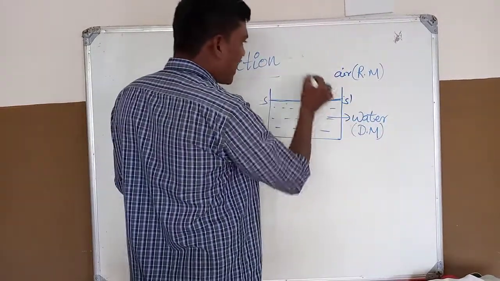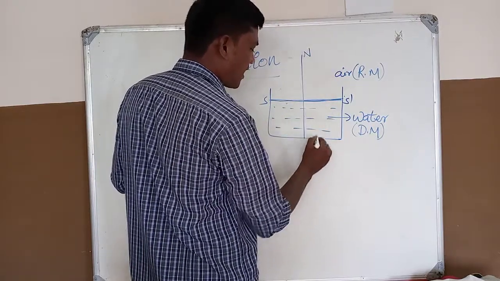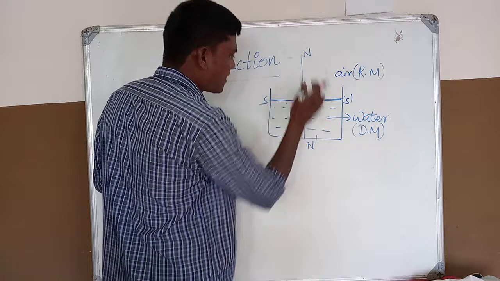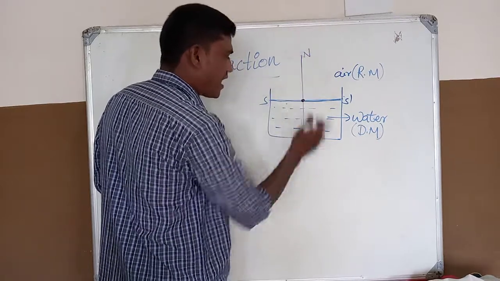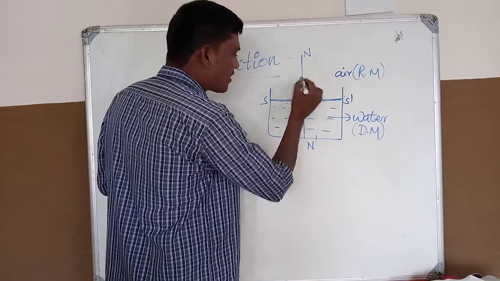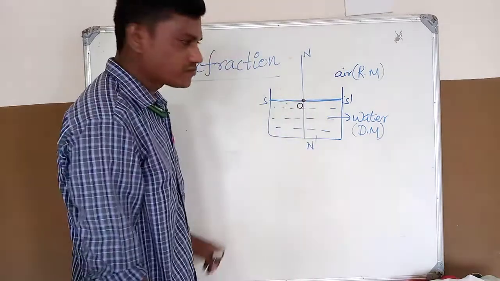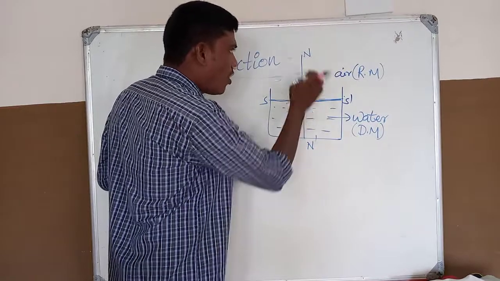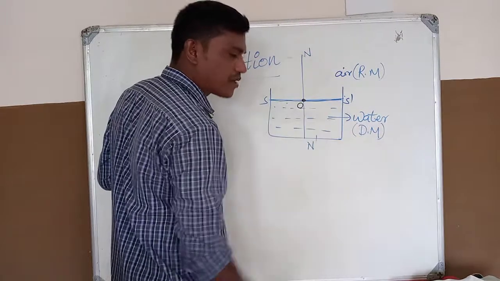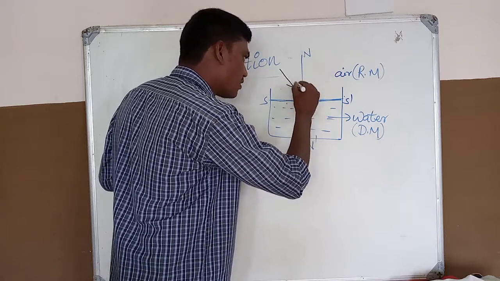That's why for S dash we draw a normal. This is the N, it is the N dash. So here we are observing that N dash is the normal for S dash. Now here where the S dash and N dash coincide, that point we can say is O. That's why you are observing that ON is the normal for the rarer medium, ON dash is the normal for which medium? Denser medium. Now we consider one incident ray falling on this one.